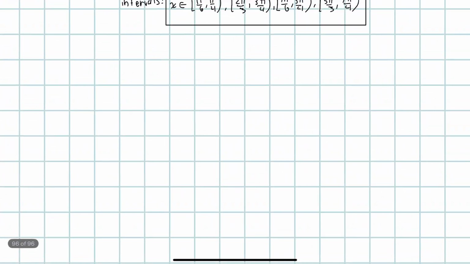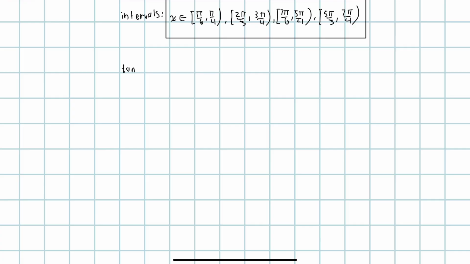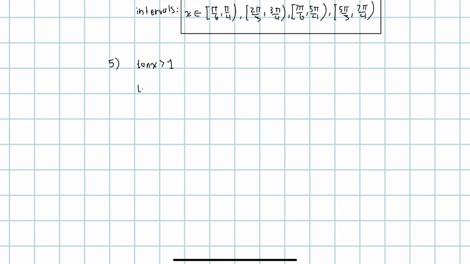So, let's do tangent of x is greater than 1 for question 5. So let's let f of x equal tangent of x minus 1. So we're gonna have tangent of x is equal to 1, and for this the pattern is gonna be x is equal to pi over 4 plus pi k.